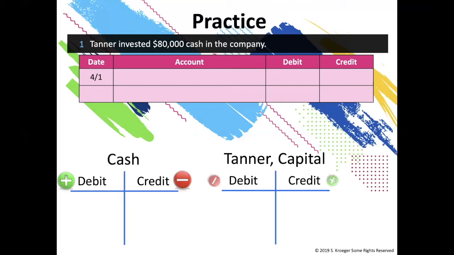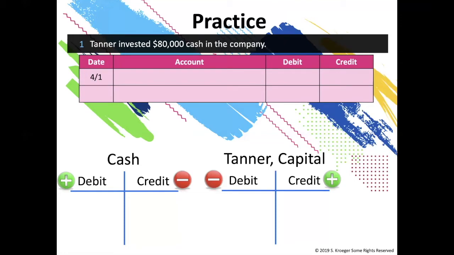It would be the opposite. It has a credit balance. It will increase on the credit side and decrease on the debit side, but remember, we're not going to do decreases for capital accounts. If an owner takes money out, we'll use the withdrawals account instead.